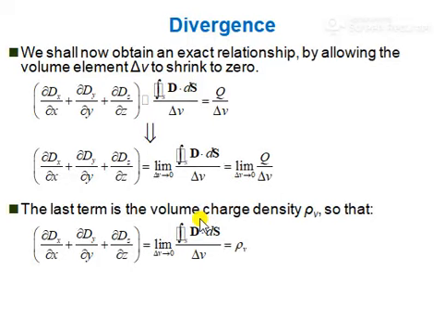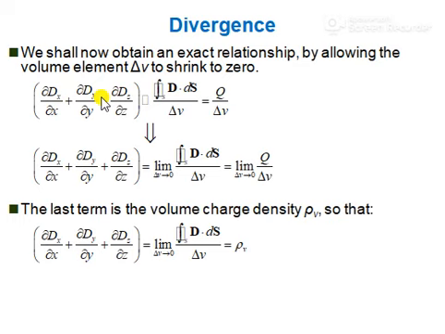Hello students, in the previous lecture we discussed how to apply the Gauss law for the differential volume element. Now we will discuss the divergence. We shall now obtain an exact relationship by allowing the volume element delta V to shrink to 0. We already know that.